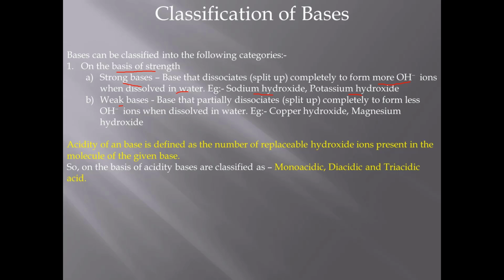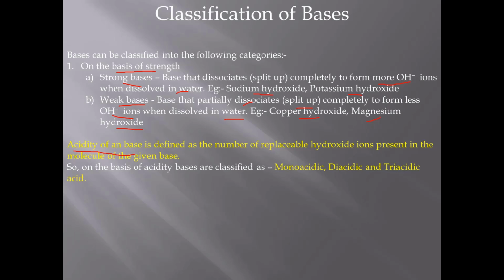Well, now weak bases. Bases that partially dissociate, that is split up, and form fewer OH minus ions when dissolved in water. Examples are copper hydroxide and magnesium hydroxide. And these two examples are not alkalis. Now, there's another term coming up, that is acidity of a base. Now, what is acidity of a base?